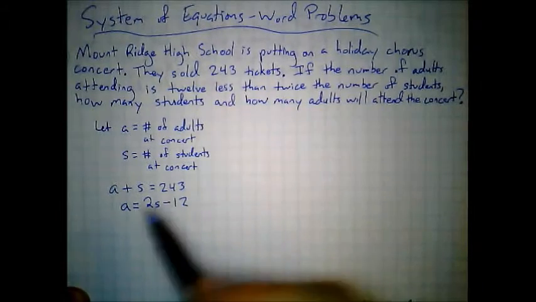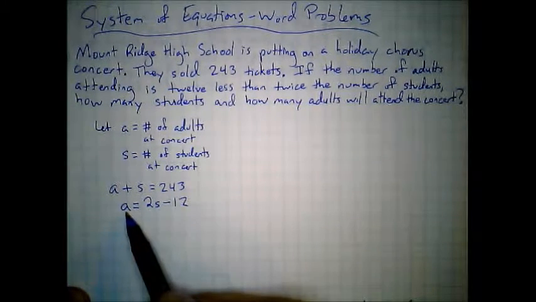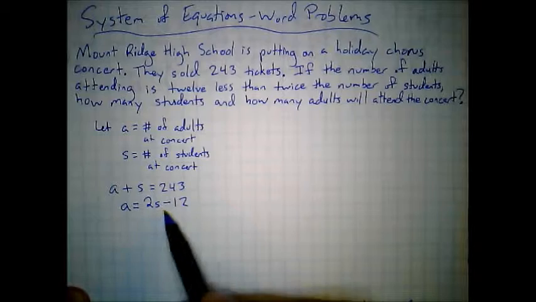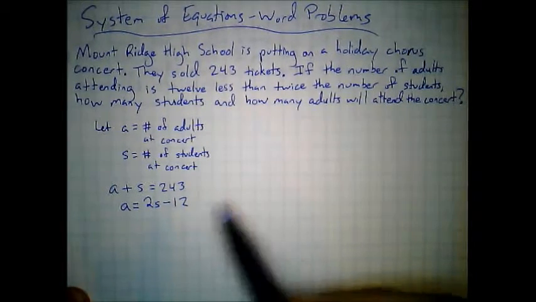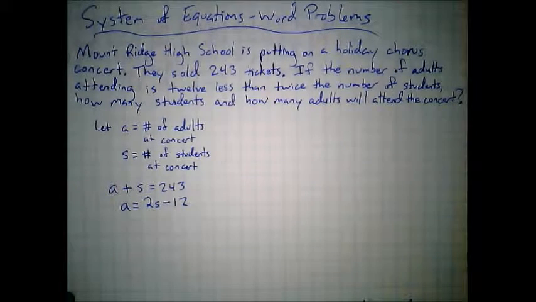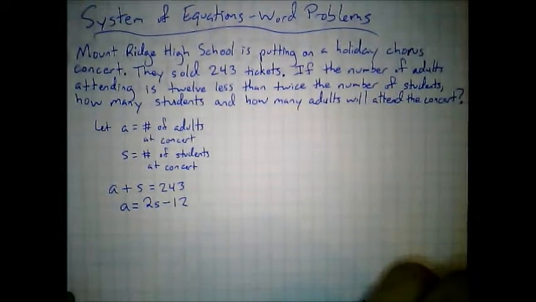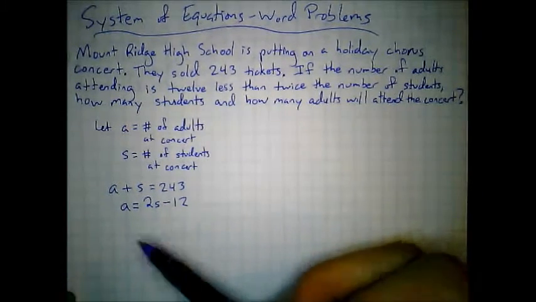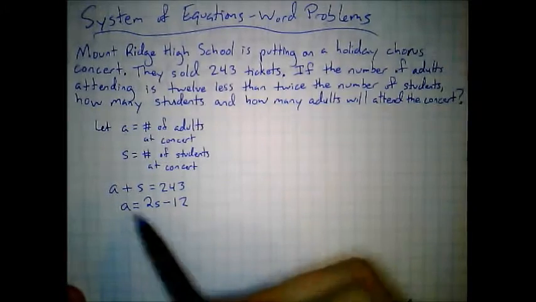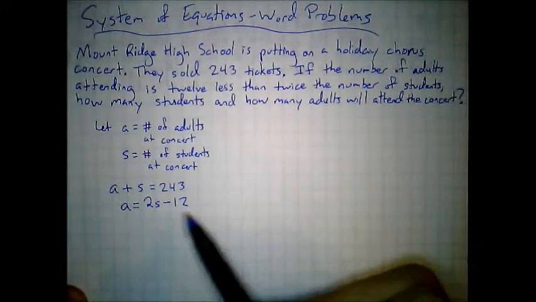Okay, this equation relates my two variables to each other, so we have A, the number of adults, equals 2S minus 12. Okay, 12 less than twice my number of students. Now that we have our system of equations, we just have to solve it. Since we practiced a lot already, we know how to solve systems of equations no matter which form they're in. The second equation tells us what A equals.